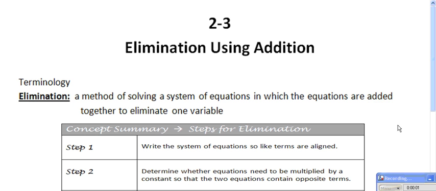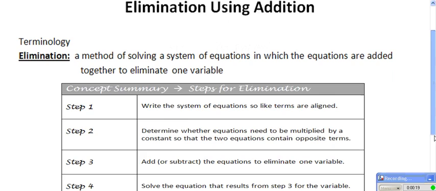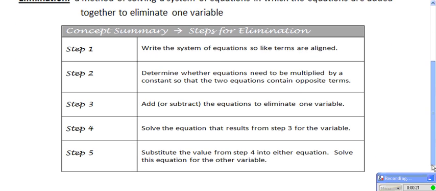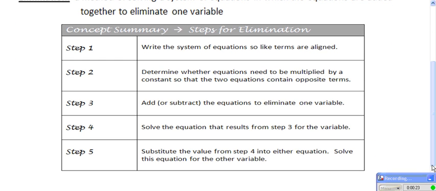2-3 notes. Elimination using addition. Elimination is just another way to determine a solution, which is a method of solving a system of equations in which equations are added together to eliminate one variable. Again, you'll have some steps here that you can follow, and you can refer back to these steps.